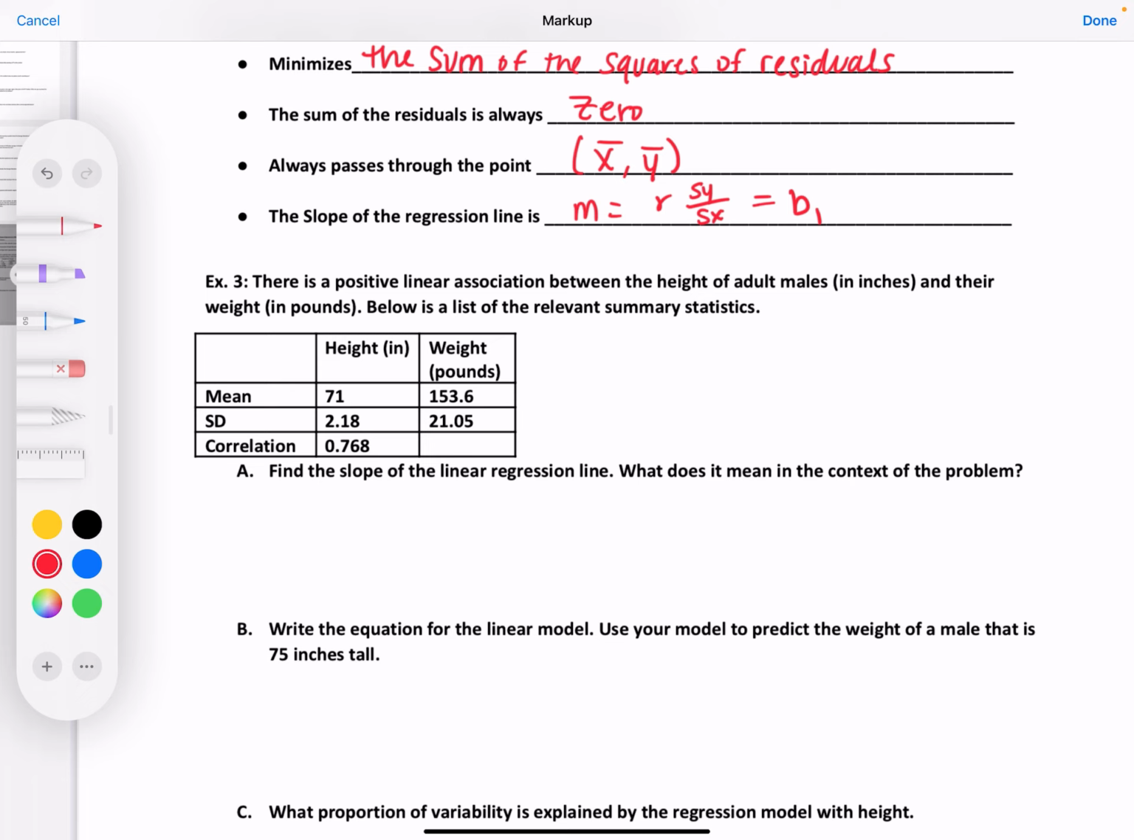All right, so there is a positive linear association between the height of adult males in inches and their weight in pounds. Below is a list of the relevant summary statistics. So we have the mean and standard deviation for both, and then the correlation is its own thing. It's not like there's a correlation for height and one's missing for weight. So there's a correlation. As you get taller, your weight is going to increase, is what that's implying. So we have x and y.